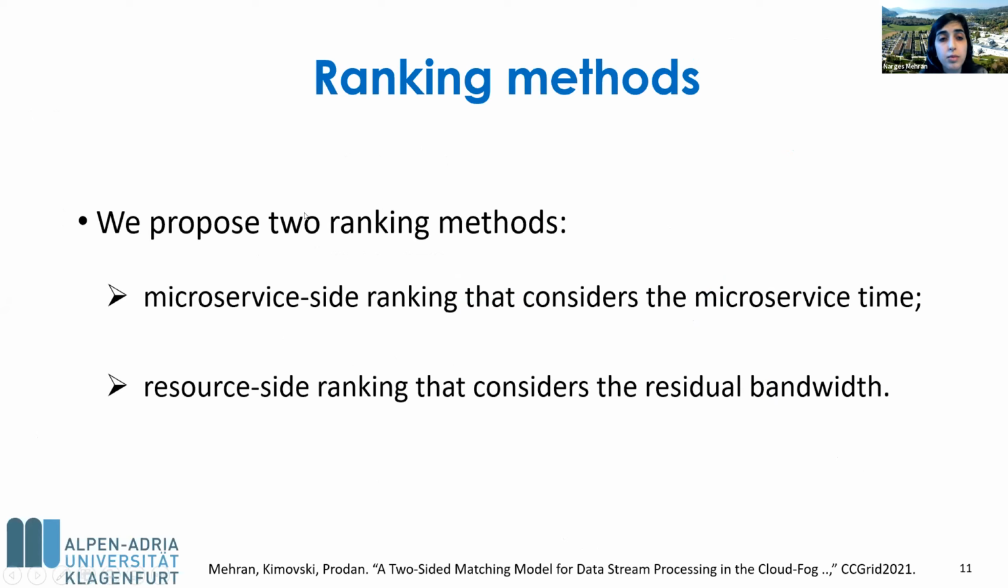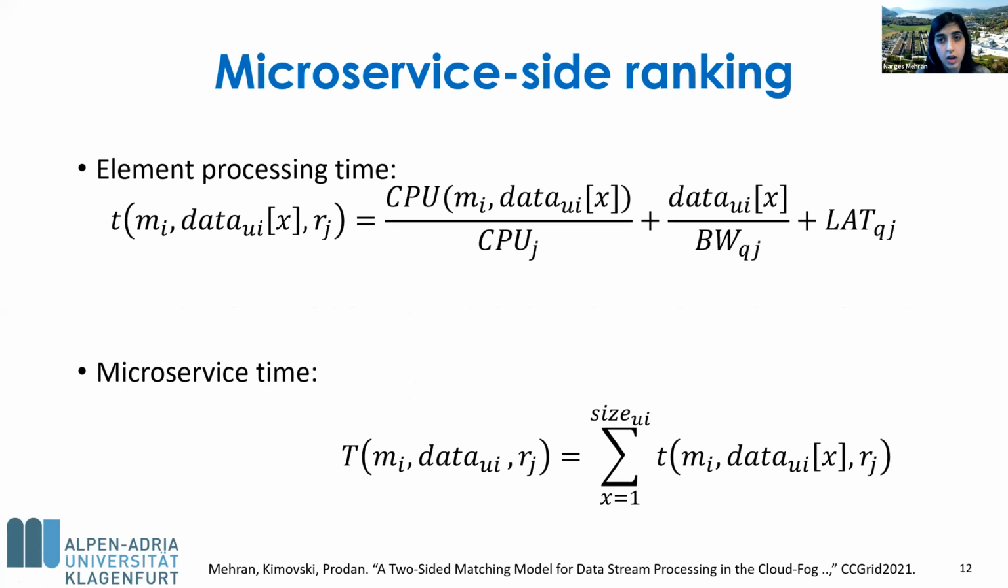Firstly, I will talk about the ranking methods. For the ranking methods, we propose two different methods. In the first method, on the microservice side, we consider the microservice time, so that each microservice will rank the resources based on the microservice time, and then on the resource side, we rank the microservices based on the residual bandwidth that will remain after being allocated to and hosting that specific microservice. So I will briefly explain each one of these two methods.